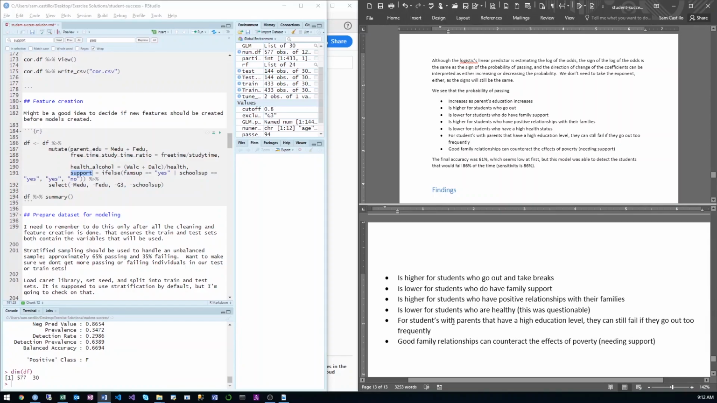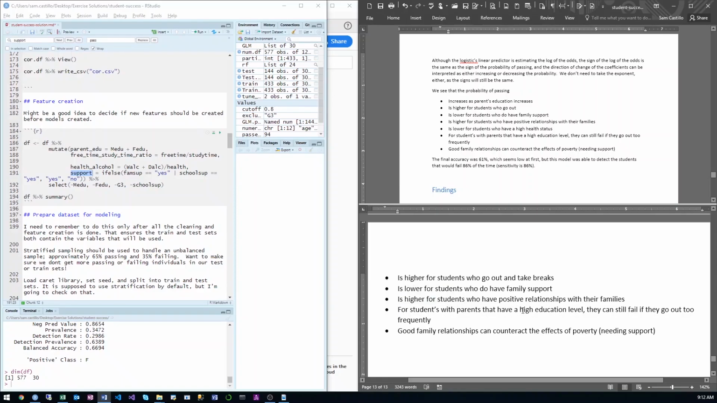For students with parents that have a high education level. Actually, if this was really an executive summary and I saw a result that was counterintuitive, I would just not include it. For students with parents who have a high education level, they can still fail if they go out too frequently. And good family relationships can counteract the effects of poverty.